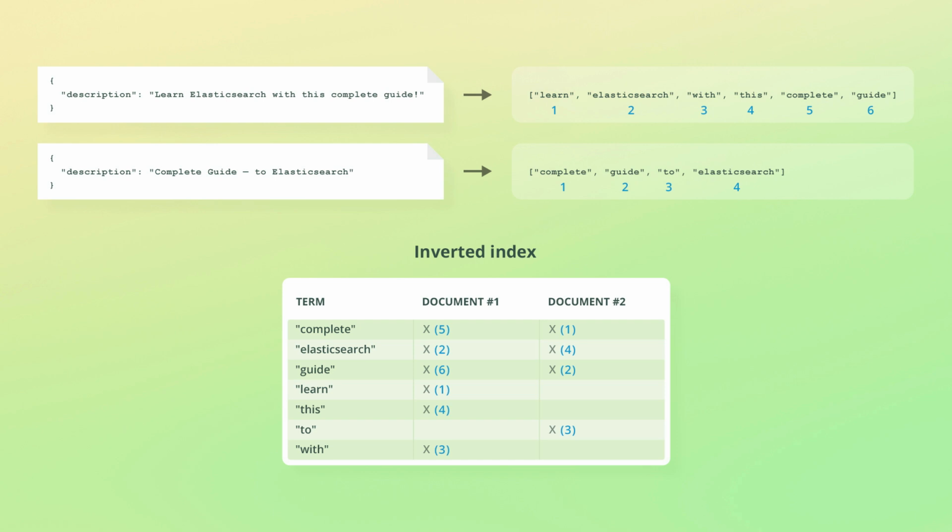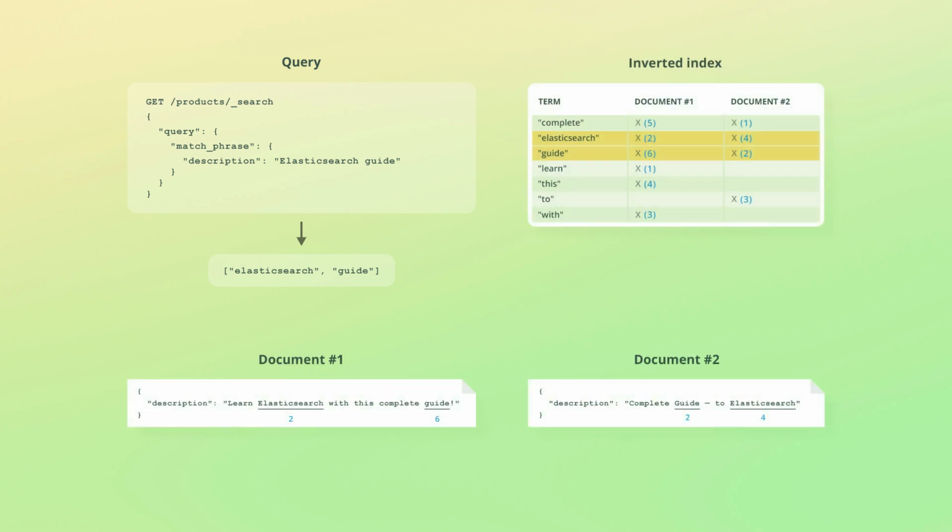When running a phrase query, Elasticsearch uses these positions to check if the terms appear in the correct order. Consider the following query, for example. The query is analyzed as you would expect, yielding the following terms. First, Elasticsearch performs a lookup within the inverted index for the description field to resolve which documents contain the two terms. That's both documents in this example. Next, Elasticsearch needs to figure out if the terms appear as a phrase, i.e. next to each other in the correct order.